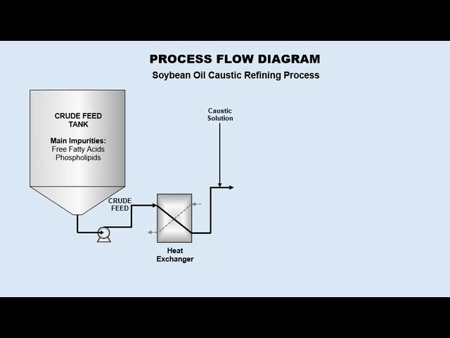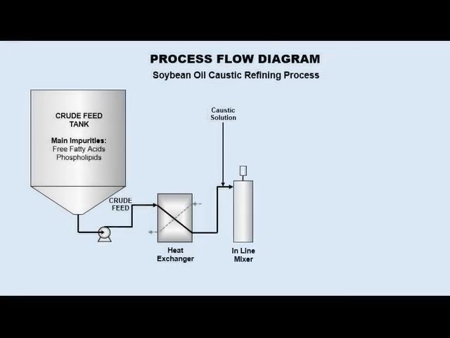Next, a solution of sodium hydroxide and water is added to the crude feed. This solution typically consists of 13% sodium hydroxide and 87% water. This solution is also referred to as caustic soda, or more simply, caustic. The oil-caustic blend is then thoroughly mixed in a high-shear mixer. As the blend passes through the mixer, the caustic converts the free fatty acids into soaps.